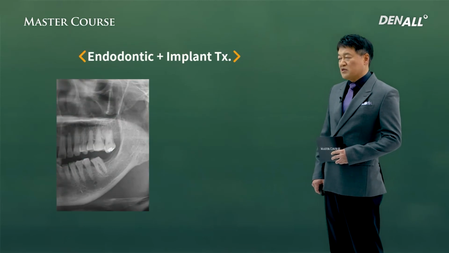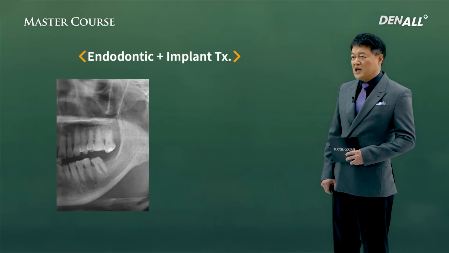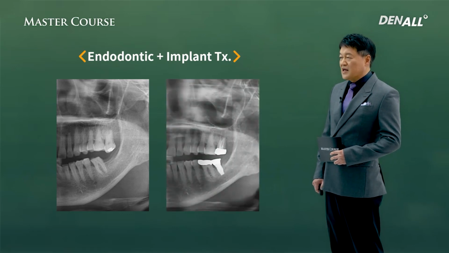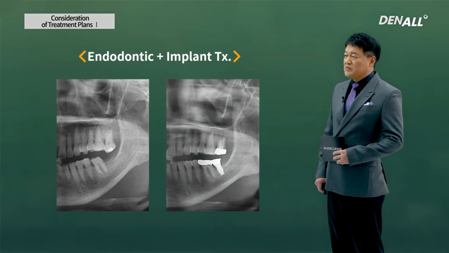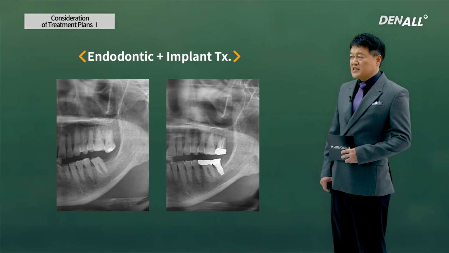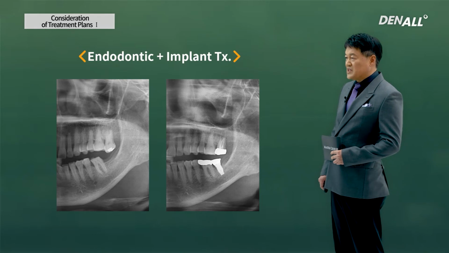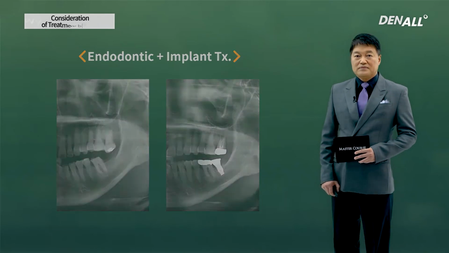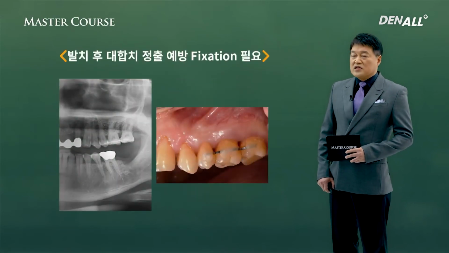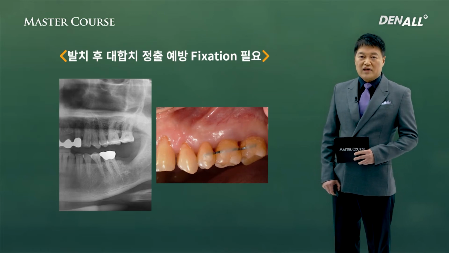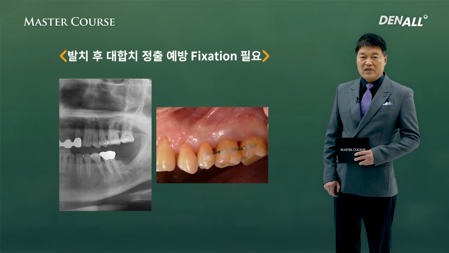However, there can be many restraints, such as time, refusal of the patient, or the cost. You can just do root canal treatment, remove the extruded tooth, do crown treatment, and proceed with implant surgery. After we do extraction, in order to prevent extrusion of opposing teeth, we have to do preventative fixation.